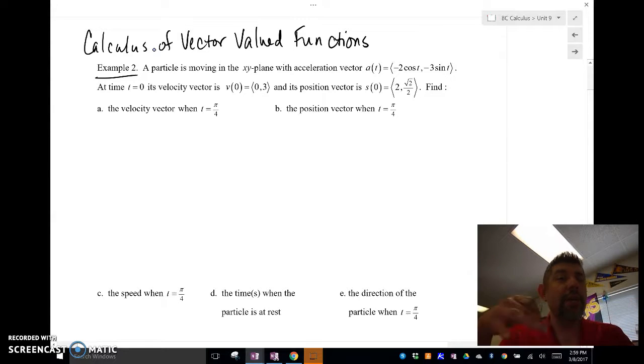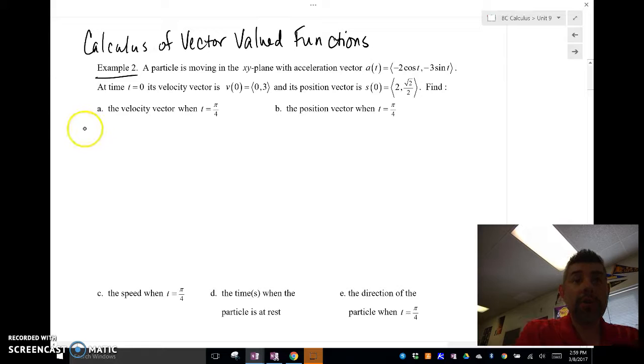So hopefully you're seeing where things are going, right? If I've got an acceleration vector, I need to go back up and find the velocity vector, and probably back up again and find the position vector. But I need an initial condition so that I can find c, because whenever we do an antiderivative, we have a c. So what is the velocity vector when t equals pi over 4? We're going to need to do an antiderivative.